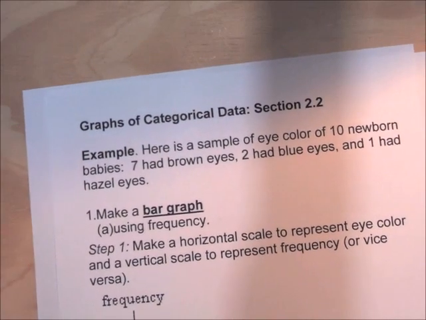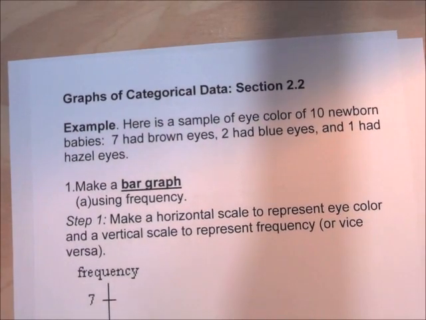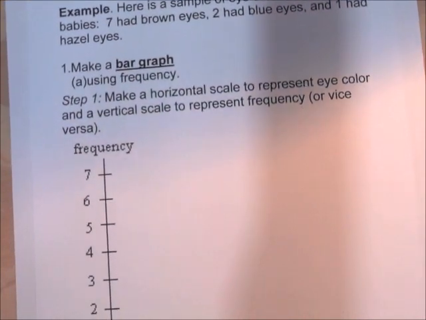Graphs of categorical data. In this example, we have eye color of 10 newborn babies. 7 had brown eyes, 2 had blue eyes, and 1 had hazel eyes. Eye color is not a number. Brown, blue, and hazel are not numbers. So this is a categorical variable. It's not a numerical variable.